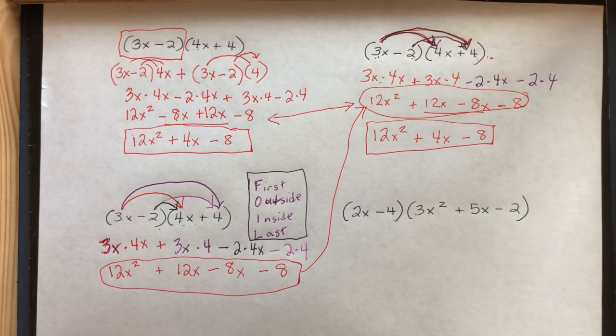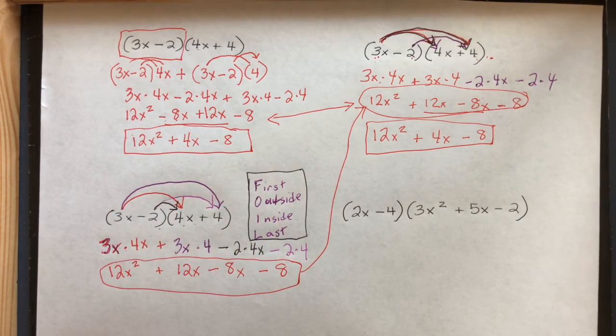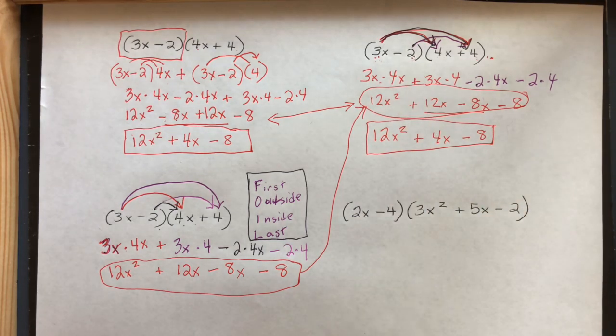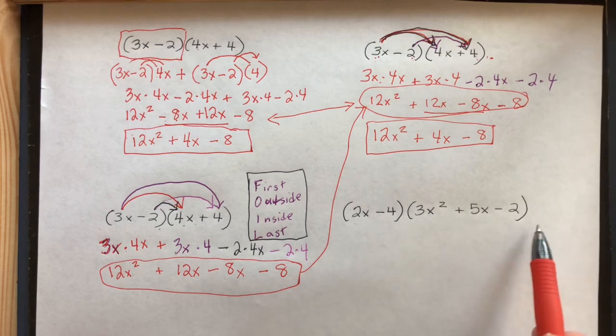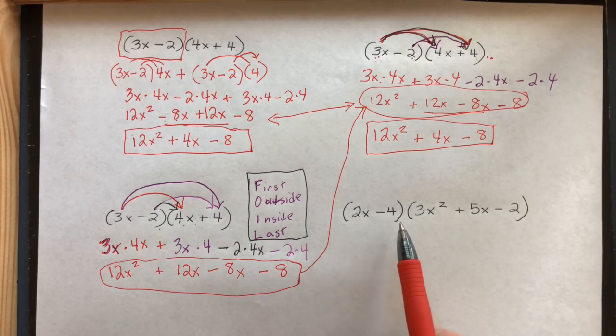But the reason I don't like to remember FOIL is, first of all, you have to think of FOIL as going with multiplying binomials, and it doesn't work for anything else. But look at this shortcut method that I showed you and see why it will work with any binomial times a polynomial. It doesn't even have to be a binomial. It could be a trinomial times a trinomial.